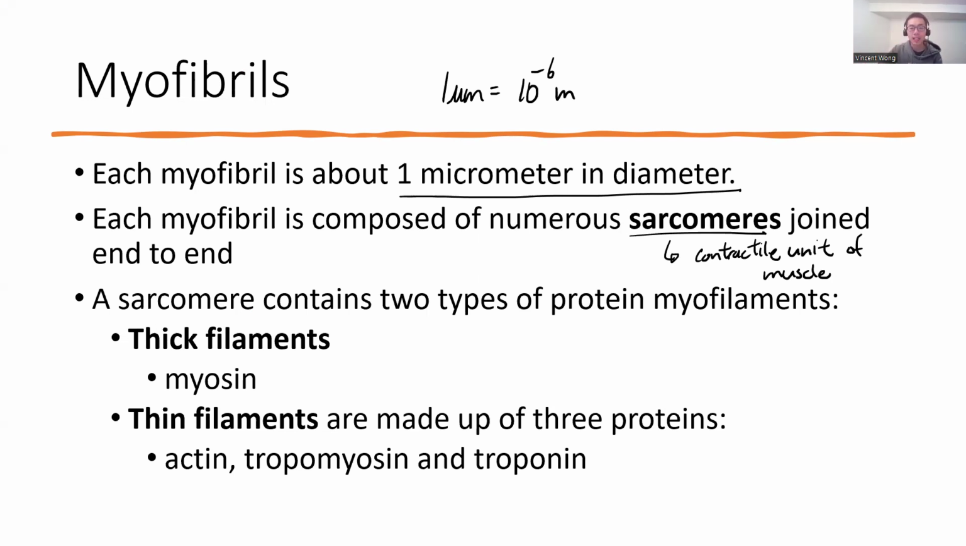It has two kinds of protein in it. The thick one is the myosin. These things have heads on them. And then the thin ones are made up of 3 proteins. I told you about the actins already. There are other ones, tropomyosin and troponin. So let me explain to you how it works, and then I'll give you some notes on it.